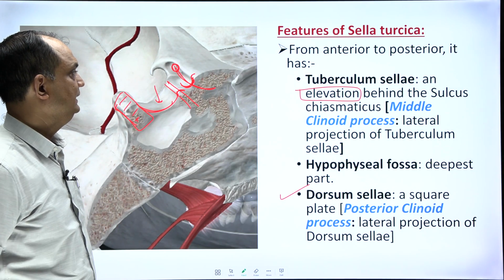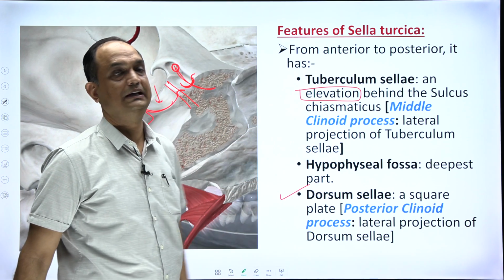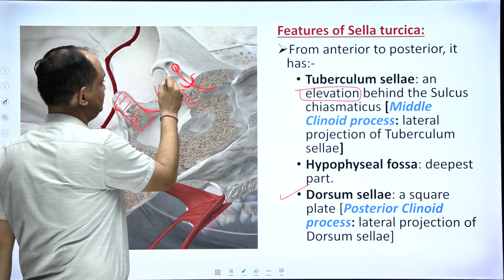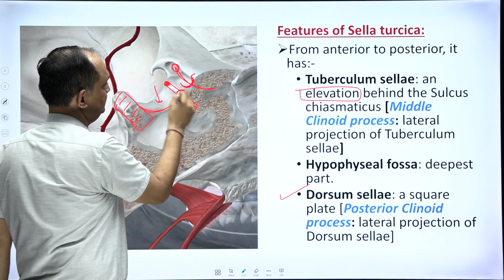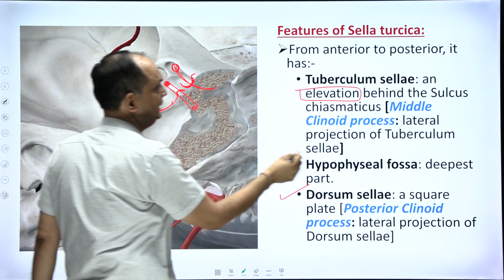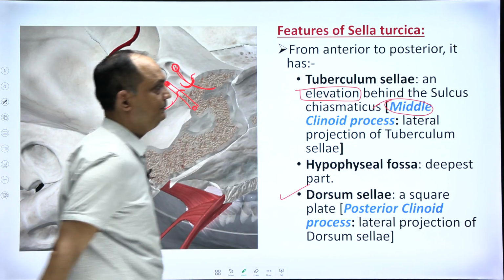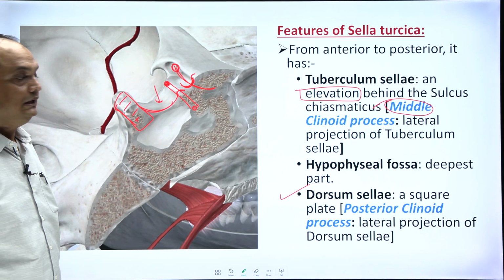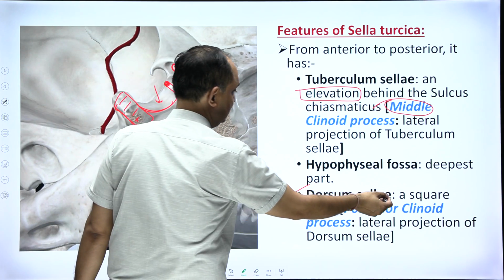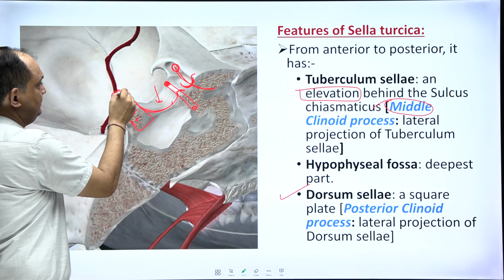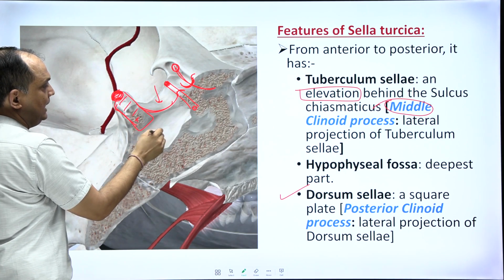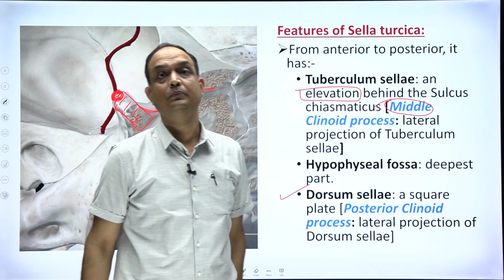Clear? Now the important thing is that when you see the tuberculum sellae, the ends of this tuberculum are known as the middle clinoid processes. Then the dorsum sellae, which is a square plate, has ends known as the posterior clinoid processes.